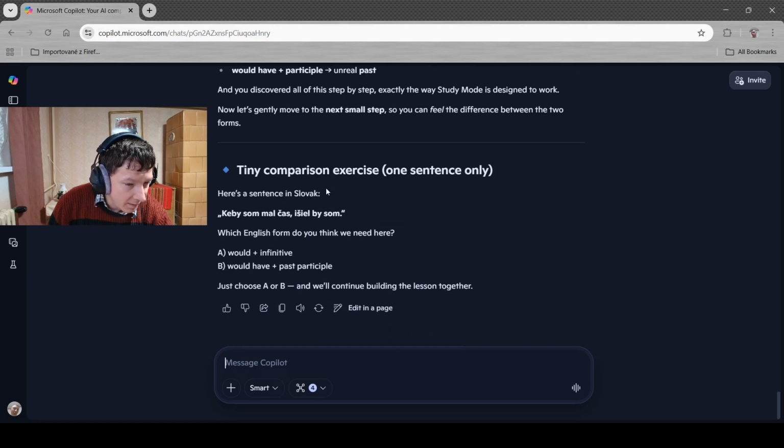Tiny comparison exercise, one sentence only. Here's a sentence in Slovak. Keby som mal čas, išiel by som. Which English form do you think we need here? Would plus infinitive, I think.